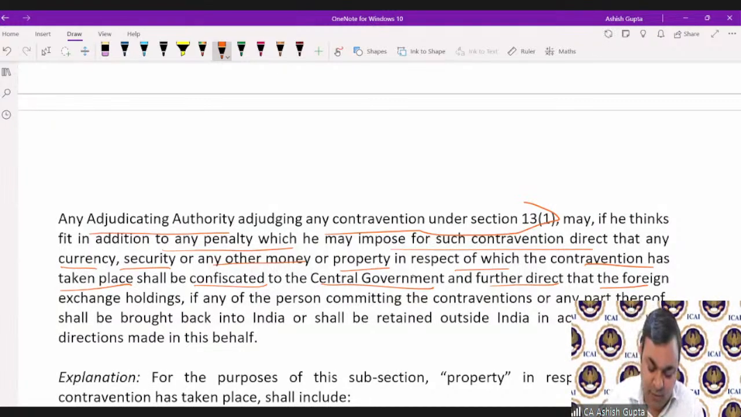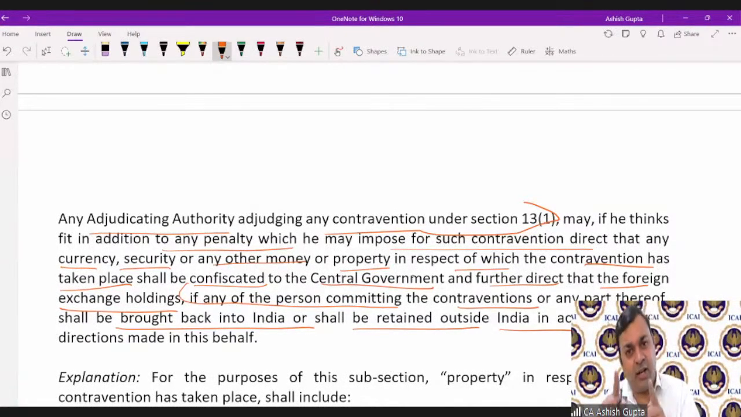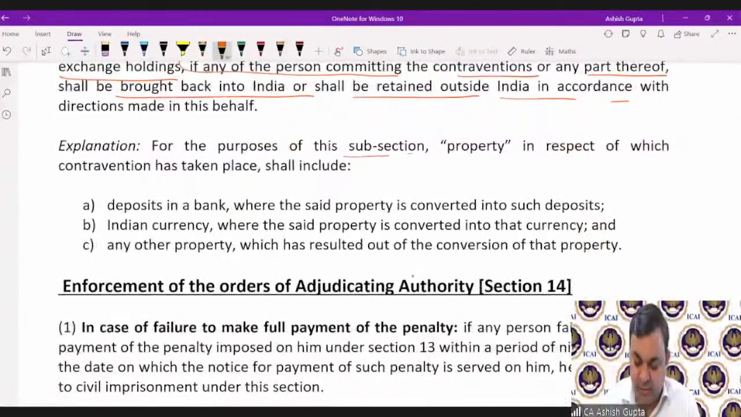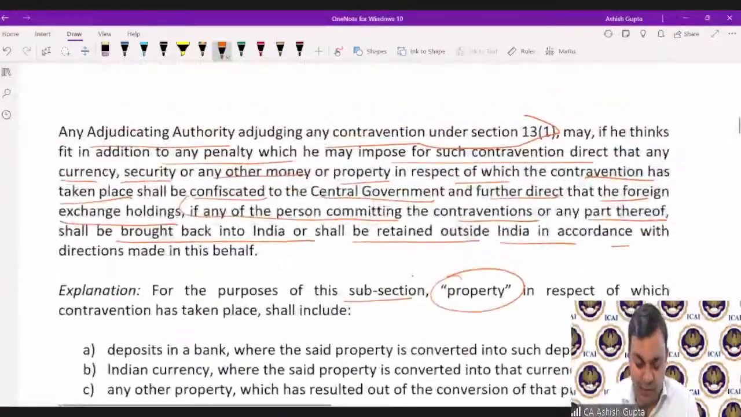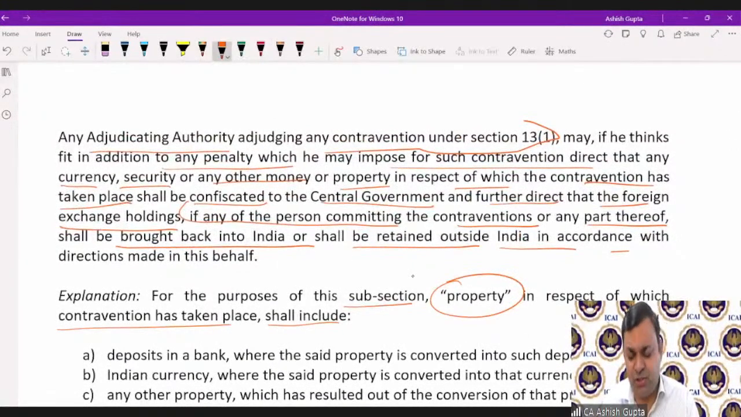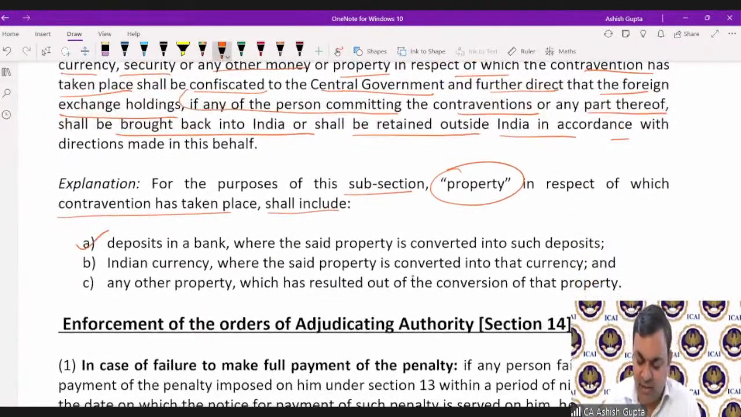Further direct that the foreign exchange holding, if any, of the person committing the contravention or any part thereof, shall be brought back into India and shall be retained in India in accordance with the direction issued by the authority. Explanation: for the purpose of this section, property in respect of which contravention has taken place shall include deposit in a bank account, whether the said property is converted into deposits in Indian currency, where the said property is converted into that currency, or any other property.